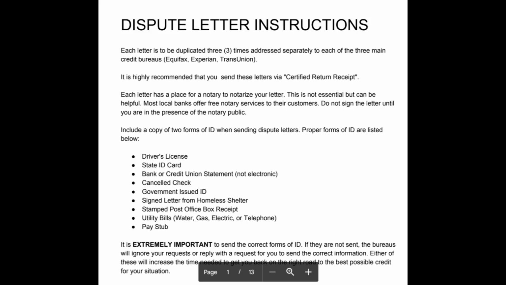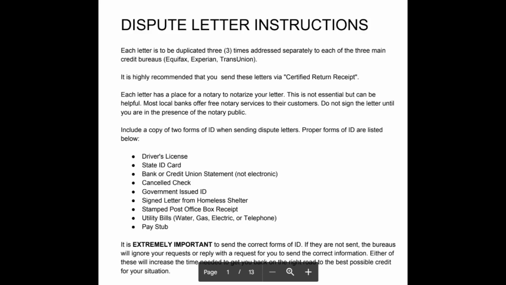You've got your driver's license, your state ID card, bank or credit union statements, canceled check, government-issued ID, or a signed letter from a homeless shelter, and that serves as ID as well. You don't have to have an actual government ID. You can have a piece of paper signed by 2 people and then get that notarized, and that's going to serve as an ID, and actually holds more value than a piece of plastic, because you have actual people backing it up.